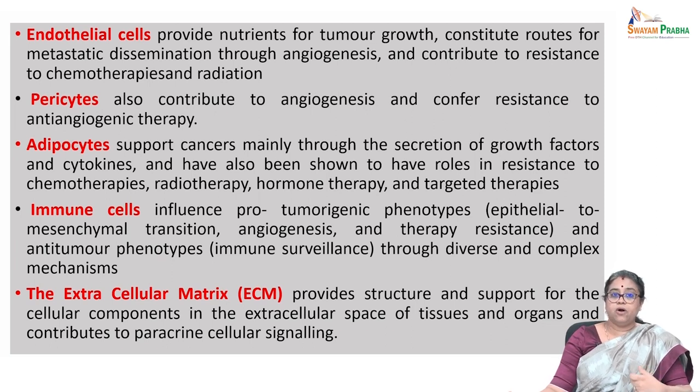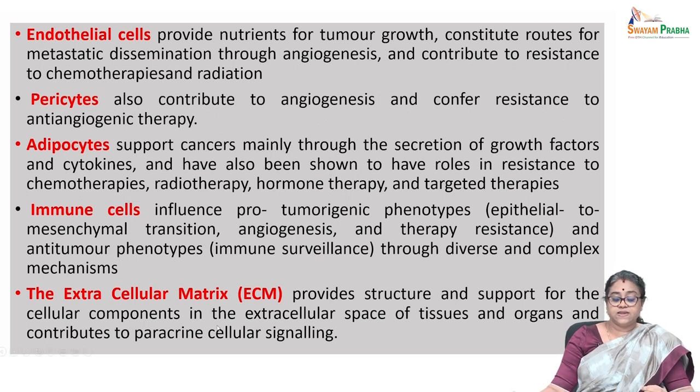Angiogenesis means forming new blood vessels, and therapy resistance, as well as anti-tumor phenotypes for immune surveillance through diverse and complex mechanisms. So the immune cells can be pro-tumorigenic or anti-tumorigenic, and both kinds of phenotypes will be seen, and there has to be a balance between the two. If you have an excess of pro-tumorigenic phenotype, then it is more towards cancer promotion.